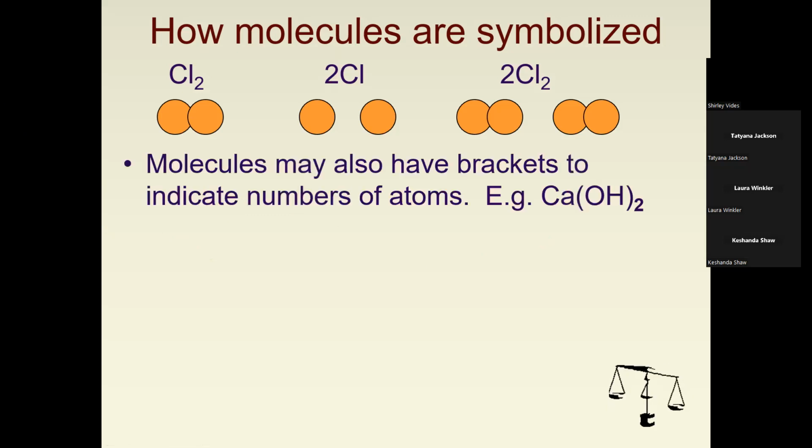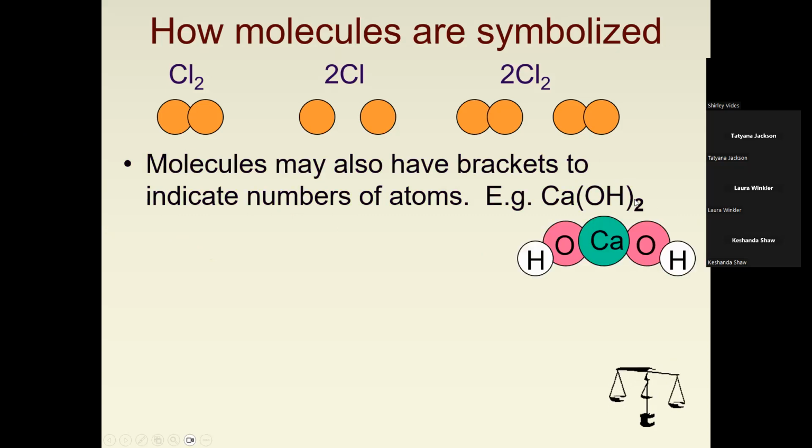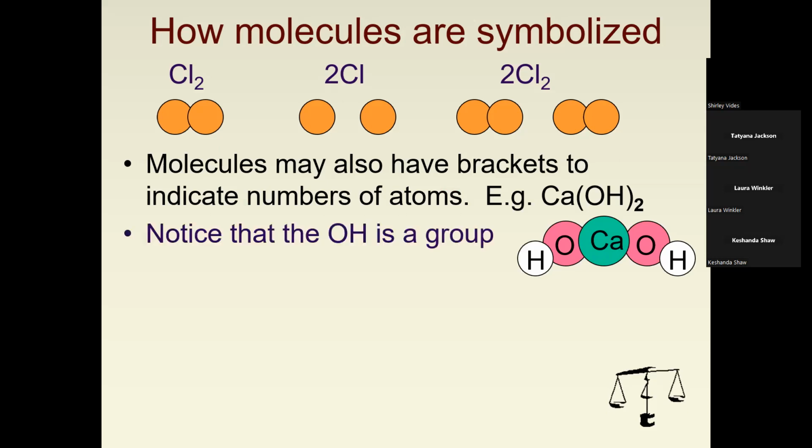So some of them have parentheses like this one, right? And when they have parentheses, whatever's inside, remember, that's what I told you, it's being multiplied by the subscript. So that means there are 2 oxygens and 2 hydrogens, right? So like that. See that? That's what that looks like when you look at it. All right. So let's see if you guys got this.